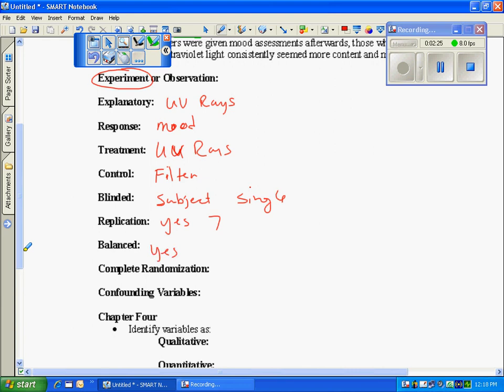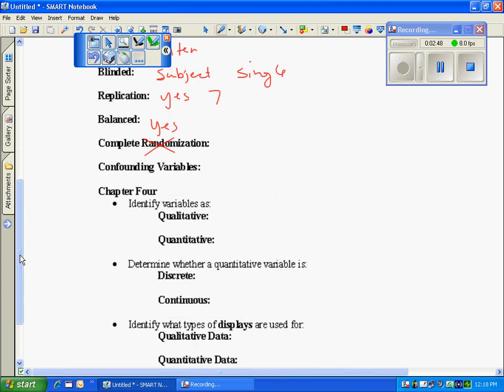Complete randomization. This is a little hard when you have an experiment, because to be completely randomized, you get your subjects randomly and then you randomly assign them to the treatment or the control. So in this case, they were only assigned randomly to their treatment groups. They had to be volunteers. We cannot force them to take part in this experiment. So complete randomization is somewhat a tough one to identify.